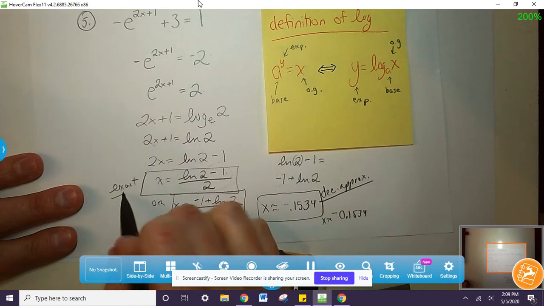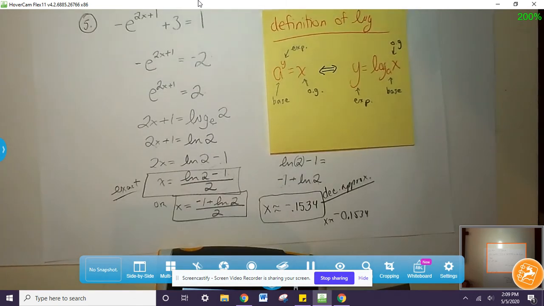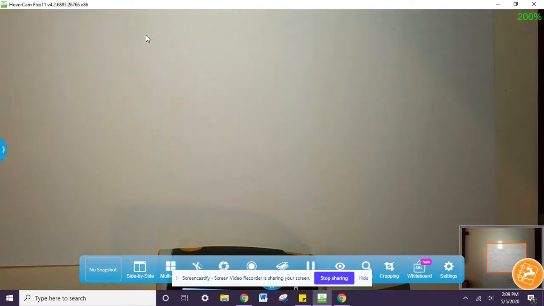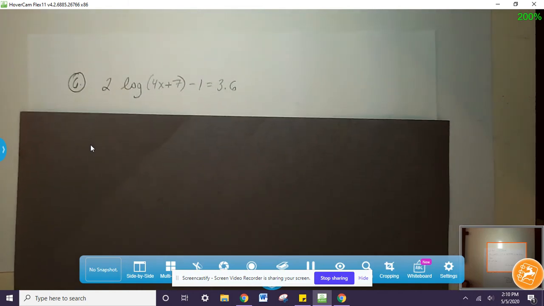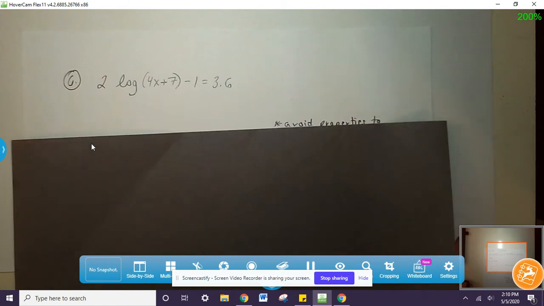And we have our exact and our decimal approximation for our answers. Okay. I have 2 more examples in today's lesson. So here's our next one. The next one is number 6. And we're going to continue to solve and give an exact answer and a decimal approximation.